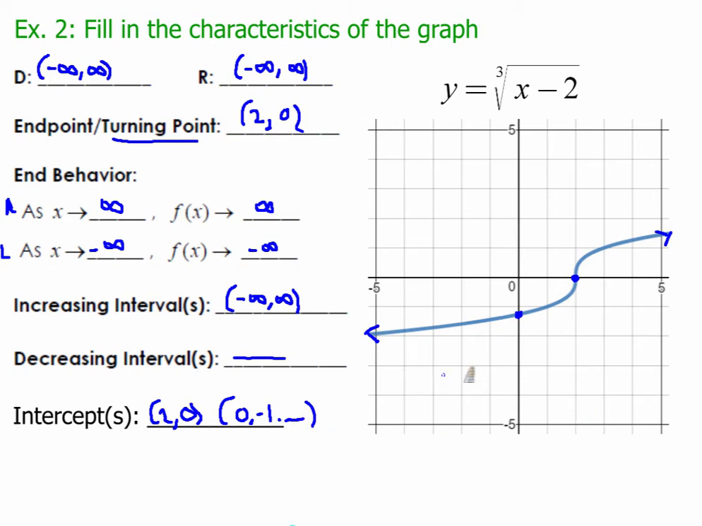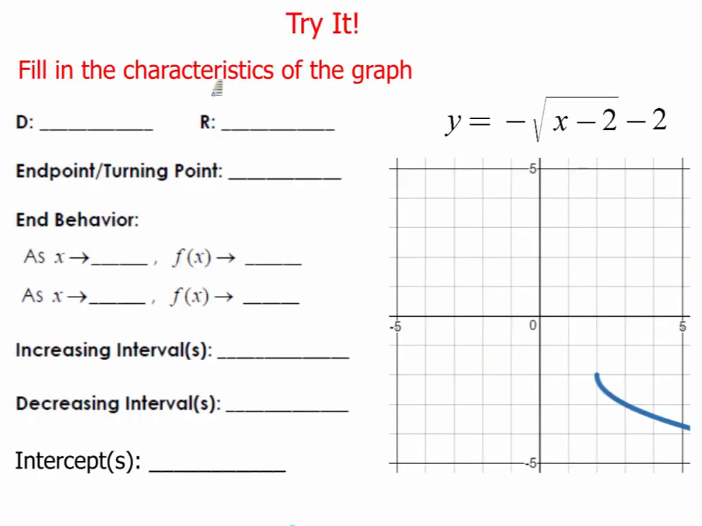So basically, this is all stuff we've discussed before. The only thing that's different is being able to identify the endpoint or turning point. So I'm going to leave you with this try-it problem. I want you to fill in the characteristics of this graph. The graph is y equals negative square root of x minus 2, minus 2. And you need to fill in all of these traits of this graph.